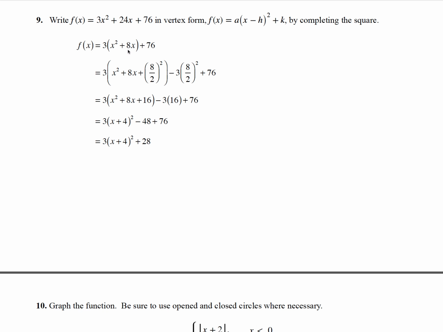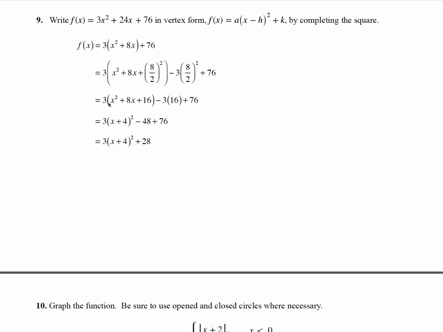And that something is always going to be the coefficient of the linear term, the 8 in this case, divided by 2, or multiplied by a half, and then squared. Well, 8 divided by 2 is 4, and 4 squared is 16. So we add 16 inside the parentheses, but we have to subtract that back out to balance the function.